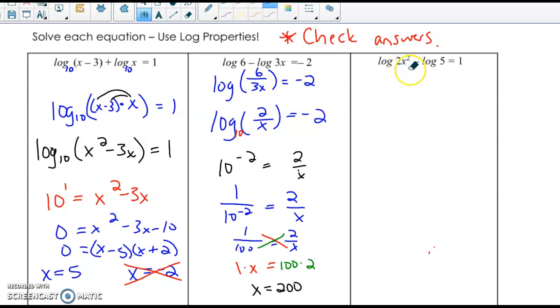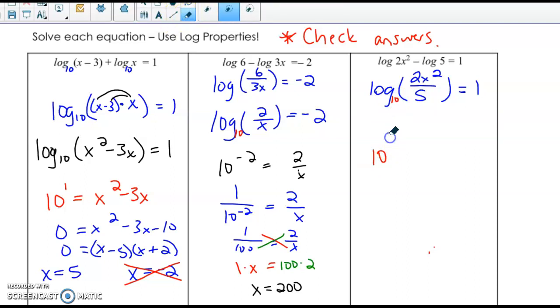Logarithm 2x squared minus logarithm 5 equals 1. So again, they have the same base. So right away, let's go ahead and put these two together since it's a subtraction. We can rewrite it as logarithm of 2x squared over 5 equals 1. So then go ahead and put it back into exponential form since our base is there. 10 to the first equals 2x squared over 5.